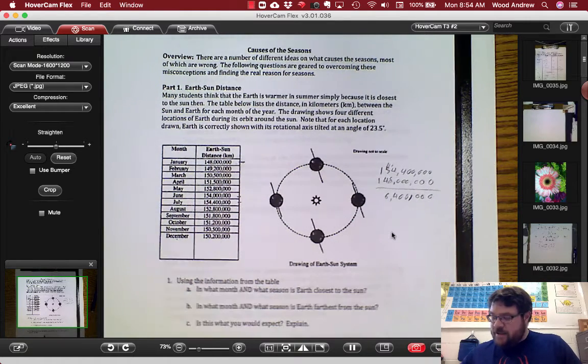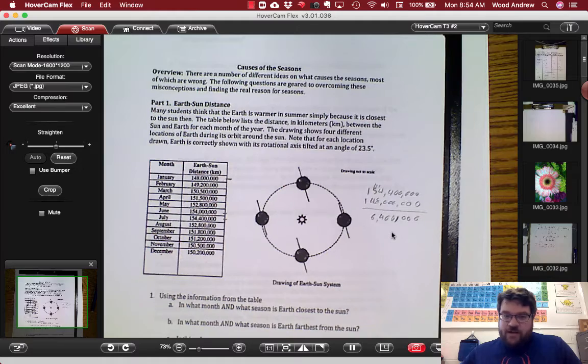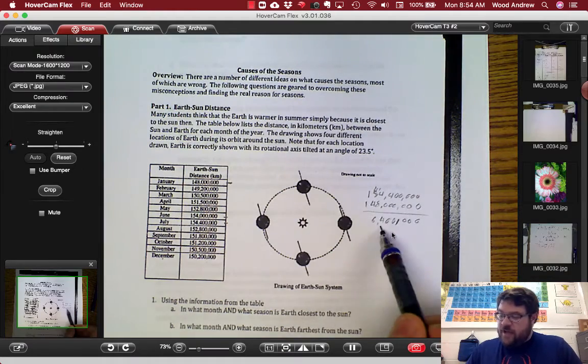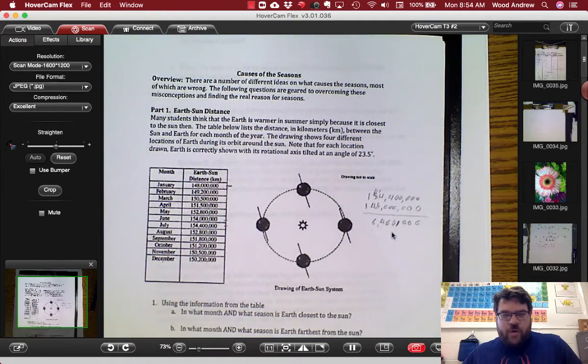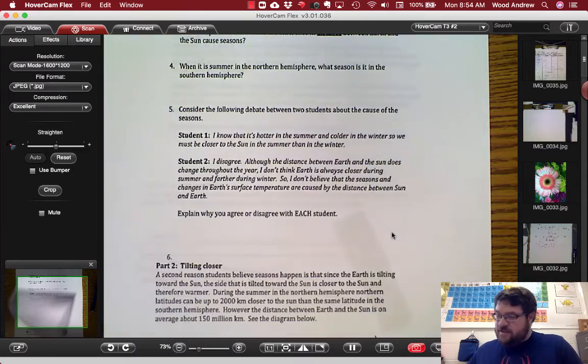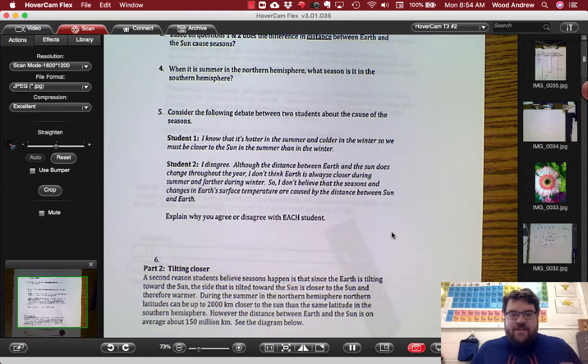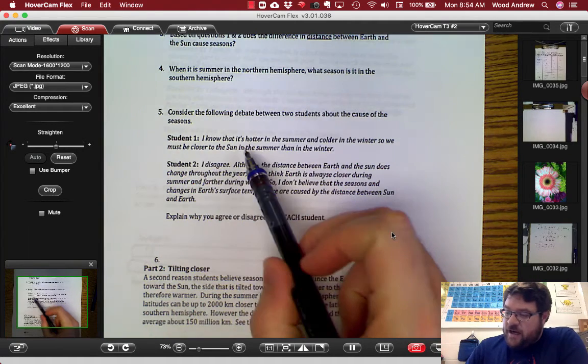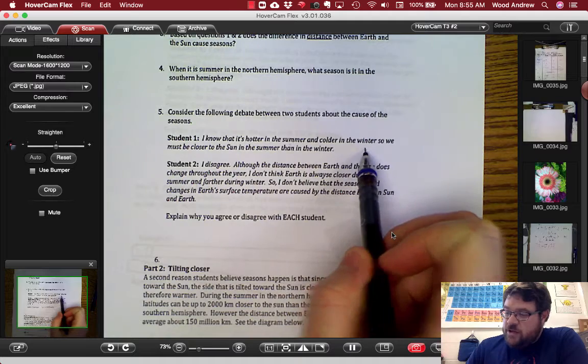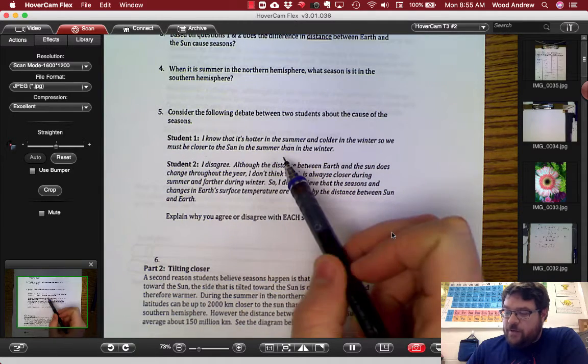So that's basically what we're talking about on the first page there. Looking at all this information, discovering, hey, we're further away in winter. That can't be the cause of seasons. I want you to look at number 5 here with me. Here we have this disagreement between a couple of students. Student 1 says, I know it's hotter in the summer and colder in the winter, so we must be closer to the sun in the summer than winter.